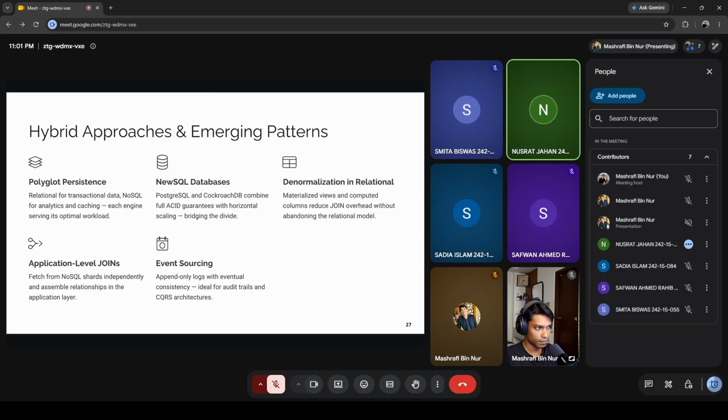However, in real-world applications, we don't always have to choose only one technology. We can also use hybrid approaches. For example, we can use a relational database for transaction data and a NoSQL database for analytics or caching. Another approach is NewSQL, which tries to combine the strong consistency and SQL capabilities of relational databases with the scalability of distributed systems.